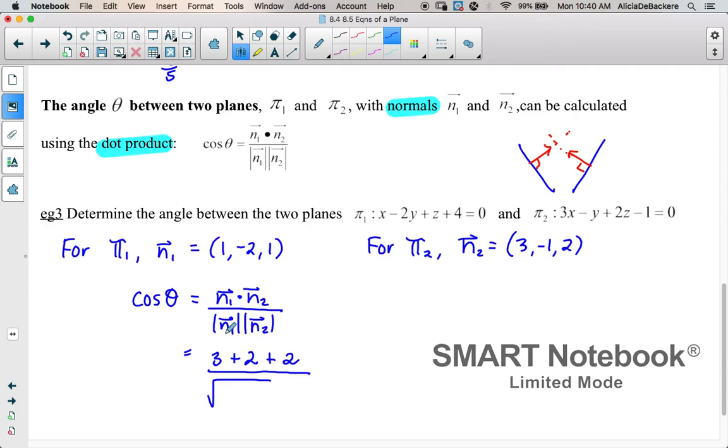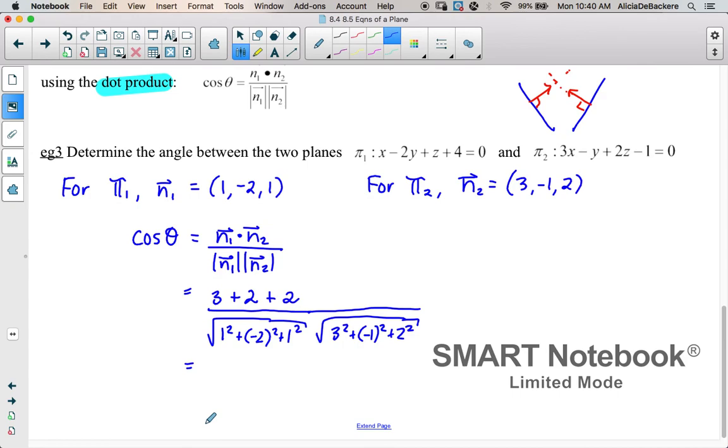To find the magnitude of vector n1, I'll take each component and square it. And then to find the magnitude of vector n2, we'll take each component and square it. And so this is going to simplify. On top we've got 7, and then we've got root 6 times root 14.